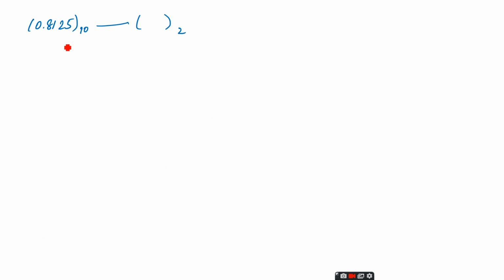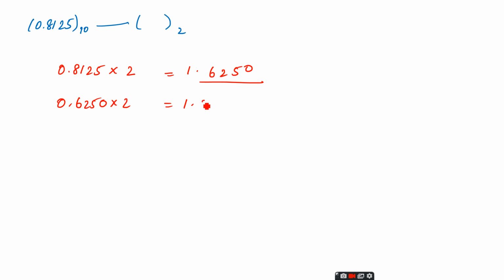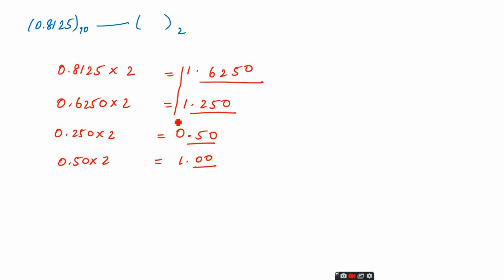Now next question, 0.8125. We have to convert that into a binary number. Again, we have to repeatedly multiply this number by 2. So we'll get 1.6250. We'll take the point part, that is 0.6250, times 2. We will get the answer as 1.250. Then again 0.250 times 2. We will get the answer as 0.50. We'll take that part. 0.50 times 2. We will get 1.00. Now we can write the answer from top to bottom.